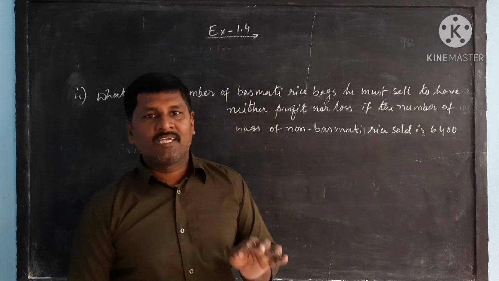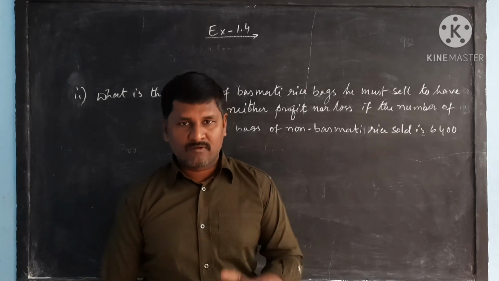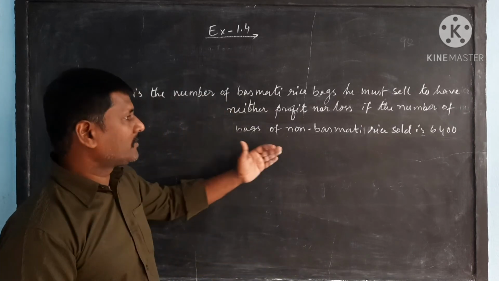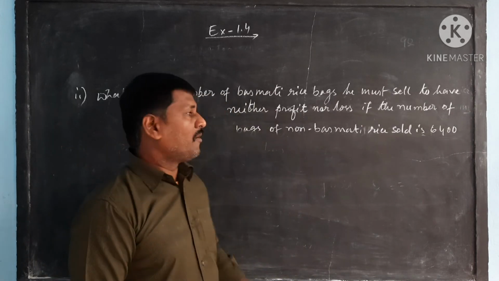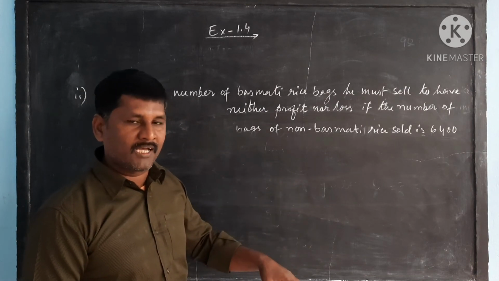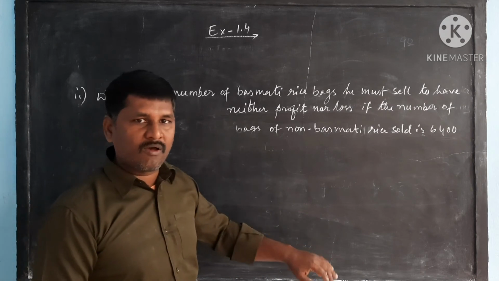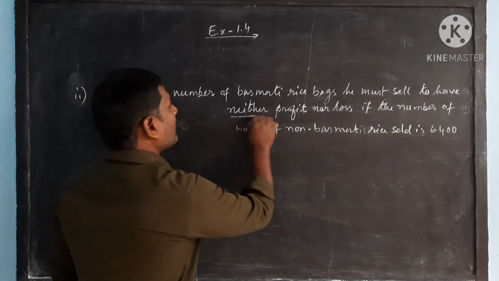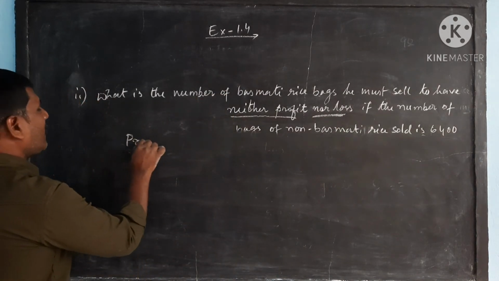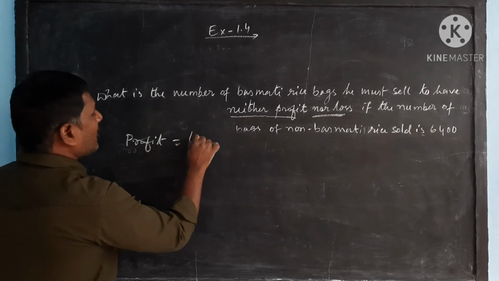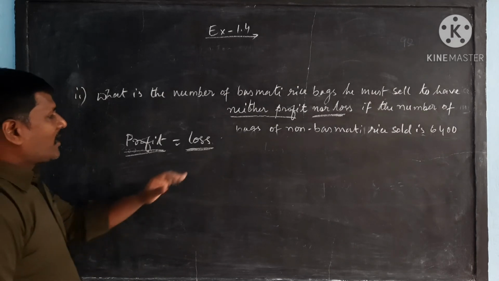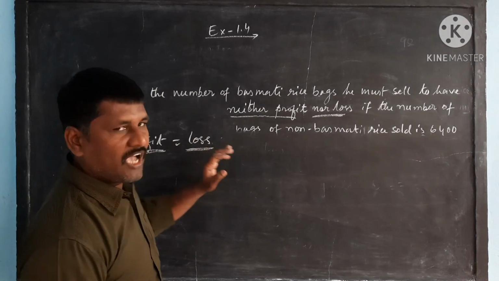So as you know, the merchant gets 10 rupees profit on every bag of basmati rice sold and 5 rupees loss on every bag of non-basmati rice. But in this case, how many bags of basmati rice must he sell so that the merchant has neither profit nor loss? Neither profit nor loss means that profit is equal to loss. So the profit of the merchant is equal to the loss of the merchant. So you have to find the amount of loss he incurred.